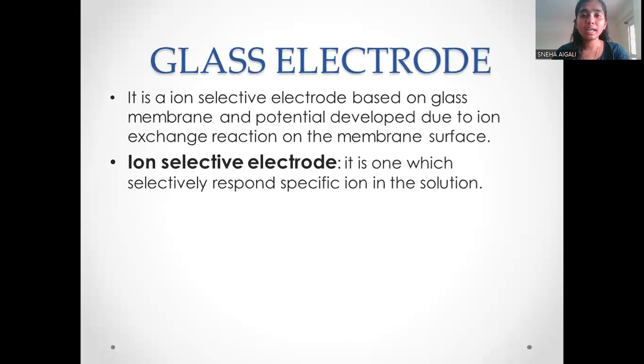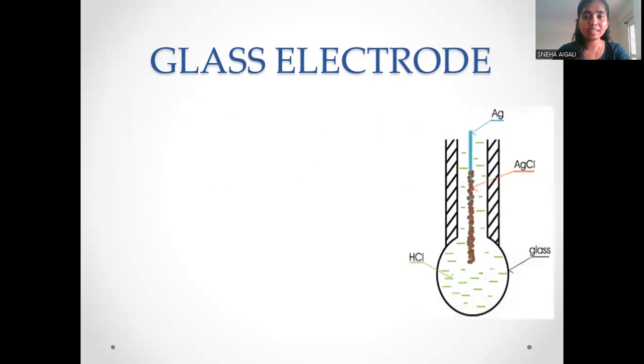The glass electrode is an ion selective electrode based on a glass membrane, and the potential is developed due to ion exchange reaction on the membrane surface. Now here I used the term ion selective electrode. So what is an ion selective electrode? It is one which selectively responds to a specific ion in the solution. Now let us see the construction of the glass electrode.